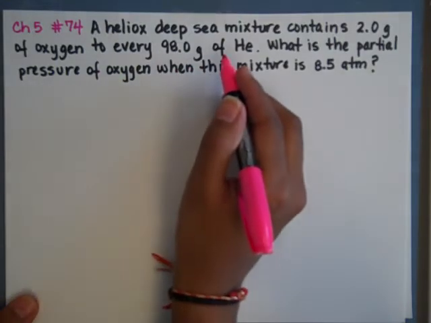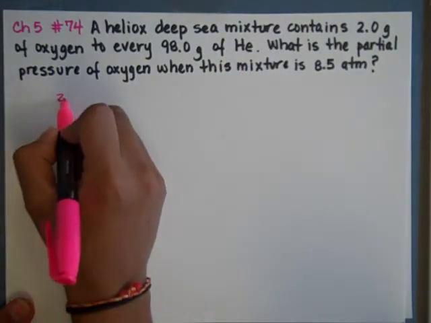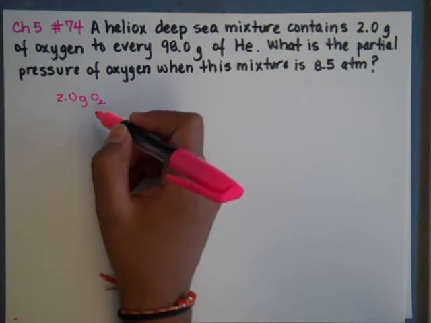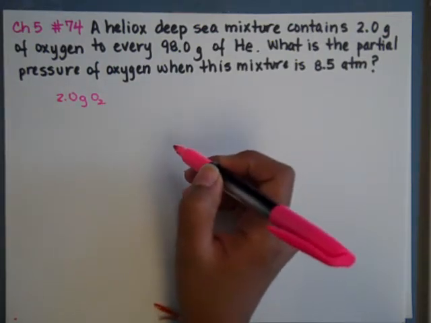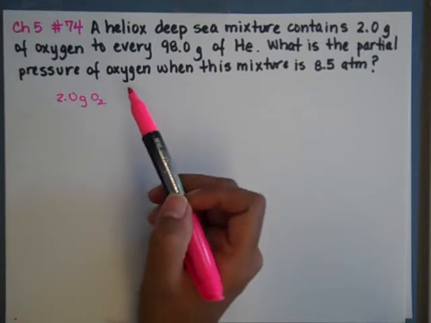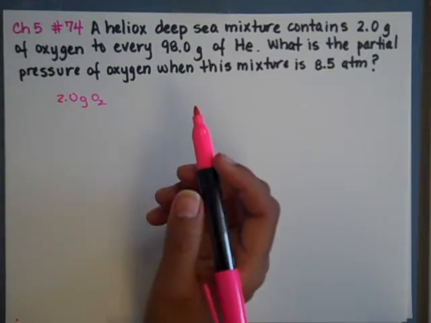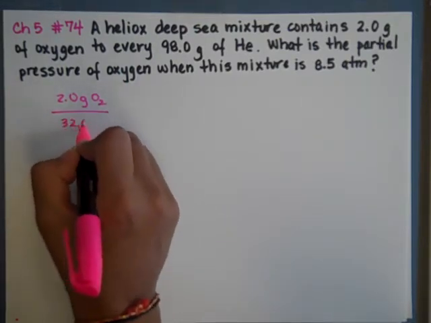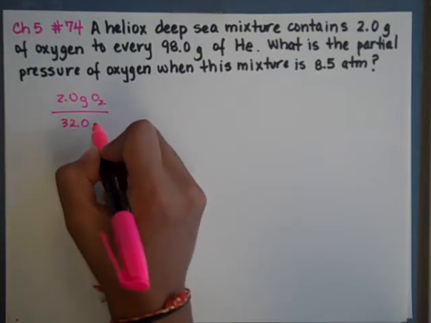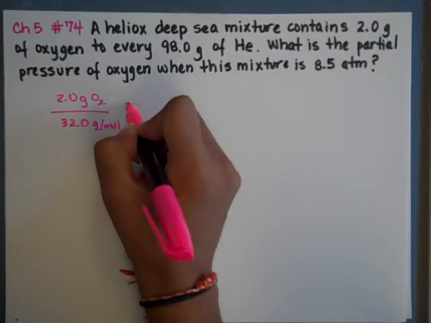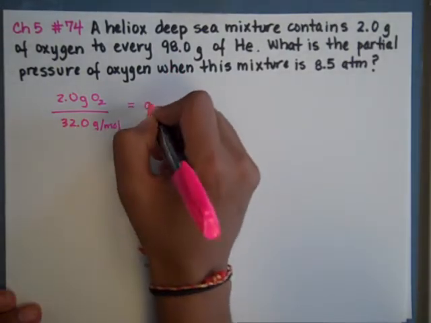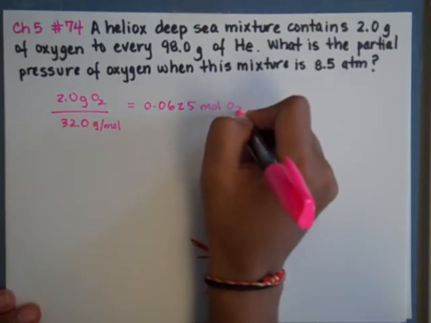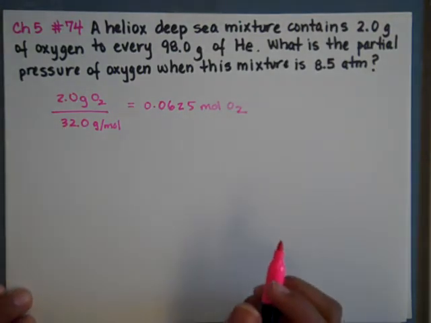So we have oxygen and helium. We're going to have to convert our 2 grams of oxygen into moles of oxygen. Notice how I wrote O2, because remember oxygen is one of the diatomic elements. So we convert this using 1 oxygen is 16 grams per mole, so 2 oxygens together are going to have a total of 32 grams per mole. When we calculate that out, we get 0.625 moles of O2.